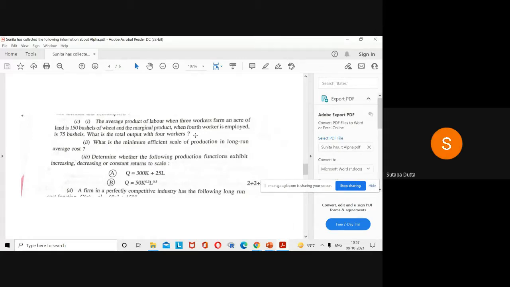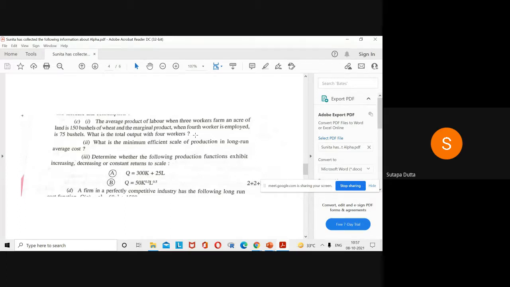Ma'am, APL equals 150. That means TPL by L equals 450, where L is 3. So TPL equals 450, 150 into 3. And MPL equals 75.